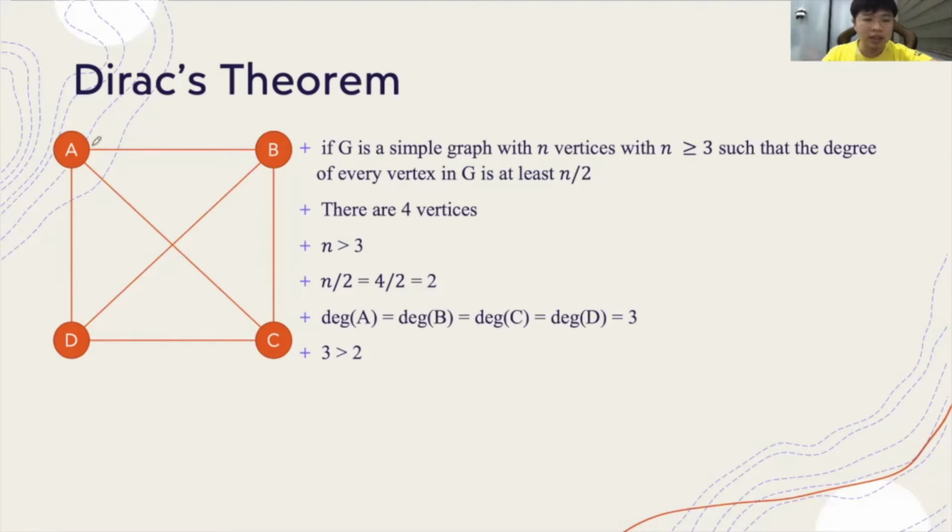So there are 4 vertices, A, B, C, D. So there are 4 vertices, meaning to say the number of vertices is greater than 3. So 4 divided by 2 will become 2. So the degree of every vertex is 1, 2, 3. So every vertex will have 3 degrees. So 3 is greater than 2. That is Hamilton circuits inside the graph, meaning to say the graph is a Hamilton graph.